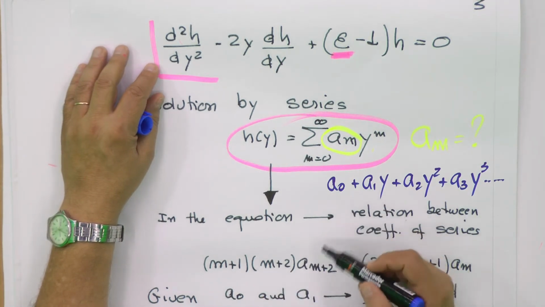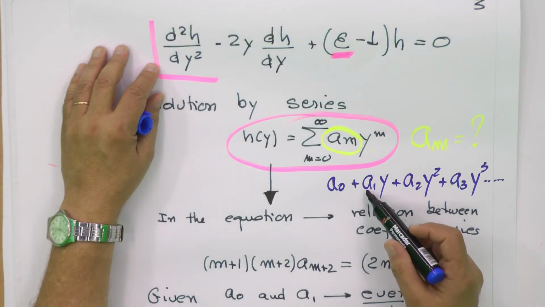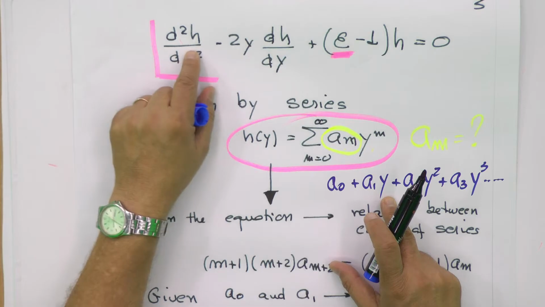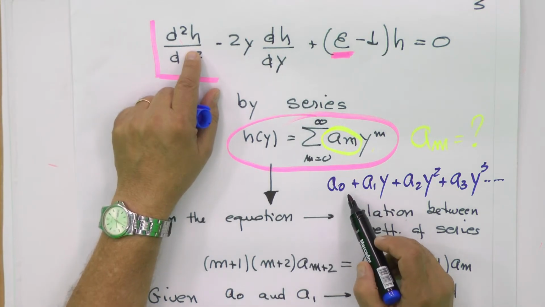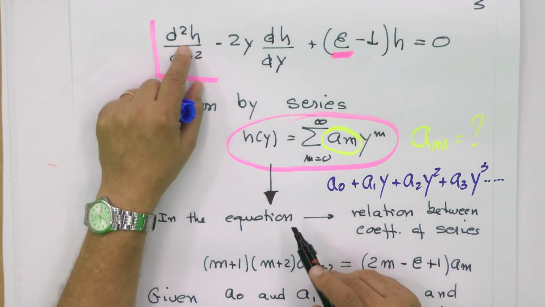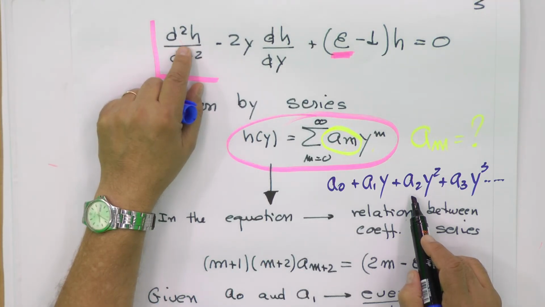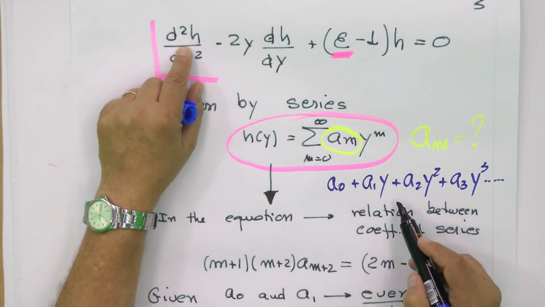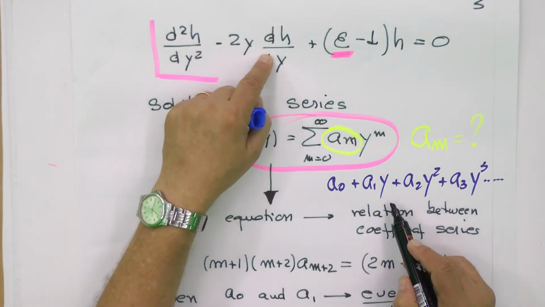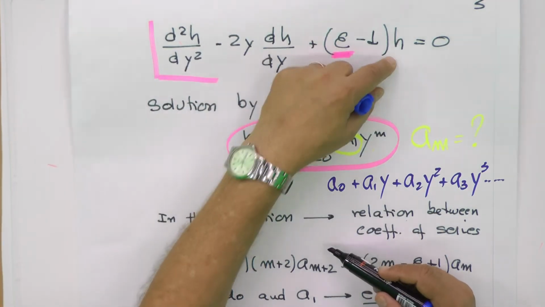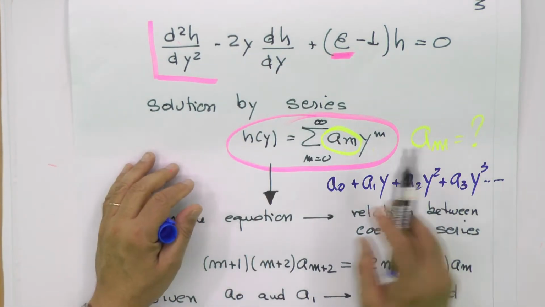And of course, when I take the second derivative, the second term goes away. So actually, when I take the second derivative, the series starts at A2, because all the other terms go to 0. Here the series is going to start at A1 because A0 goes to 0. And here I have the full series.